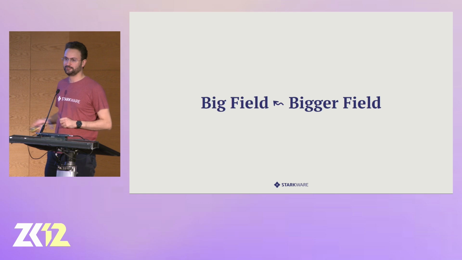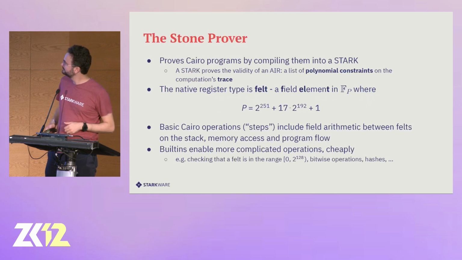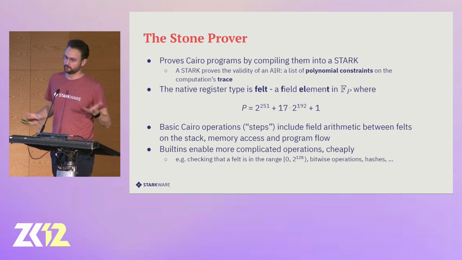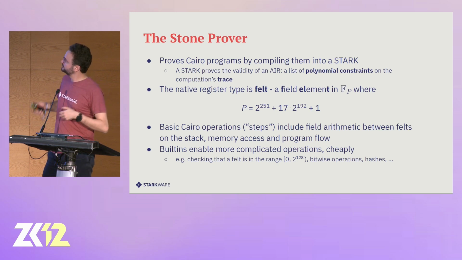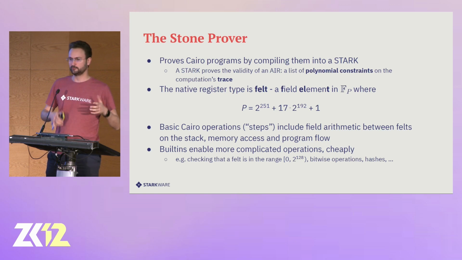Right, so first off, we have a big field and we want to put an even bigger field inside that big field. So more specifically, we have a Stone prover. This prover proves Cairo programs by compiling them into a STARK. As probably all of you know, a STARK proves validity of an algebraic intermediate representation, which is a list of polynomial constraints on the trace of a computation.